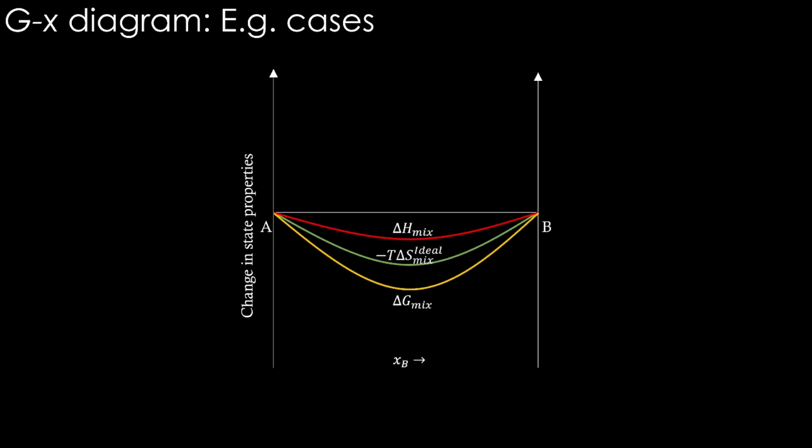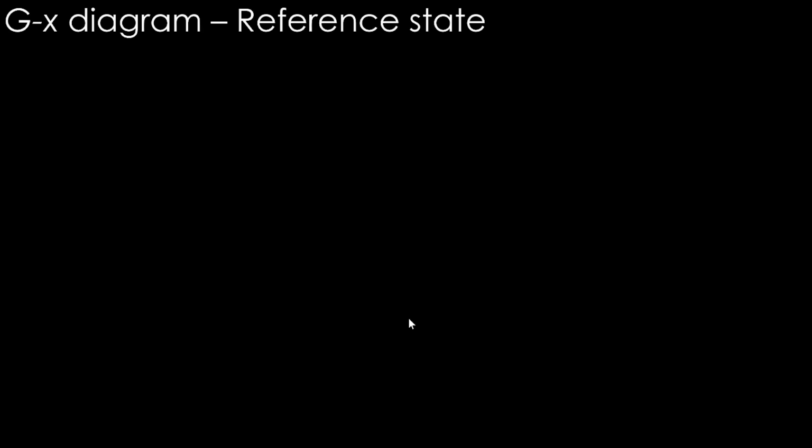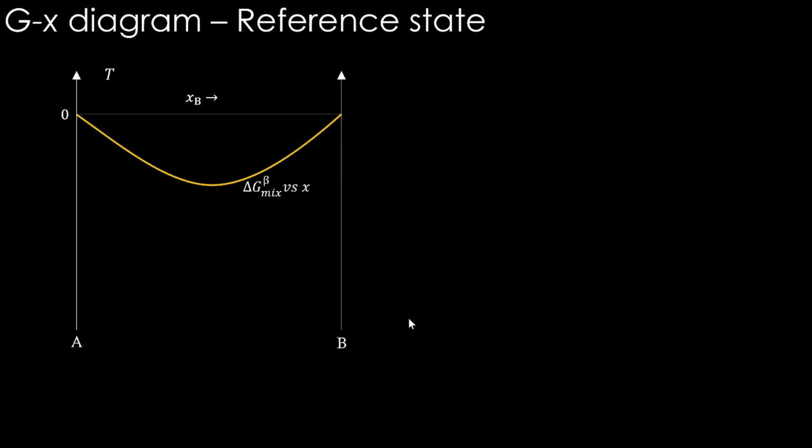This is a case where delta H mix itself is negative, and minus T delta S mix anyway is negative. Adding both of them, we get a highly negative delta G mix. This can also happen. Now, what is this reference state in G versus X curve?